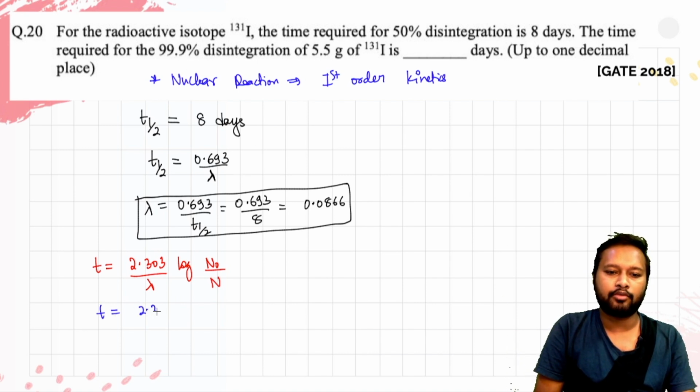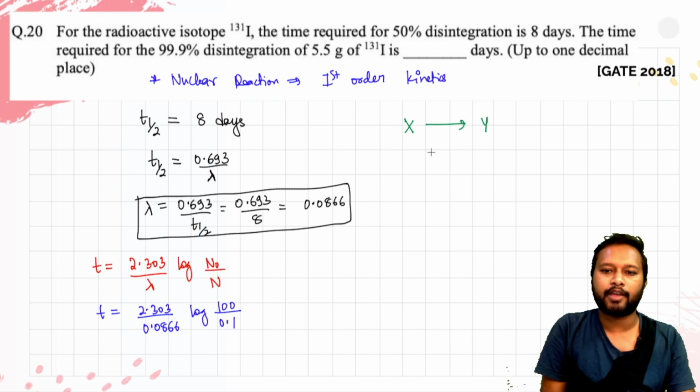So T will be equal to 2.303 divided by 0.0866, and then you have log of initial 100, final 0.1. How did it come? Just understand here. If X is disintegrating to Y, let's say initially it is 100%. The time required for 99.9% disintegration means 99.9% is disintegrated. So how much is left out? Obviously 0.1% is left out and 99.9% is converted into the product side. So this is the time which we are going to calculate.